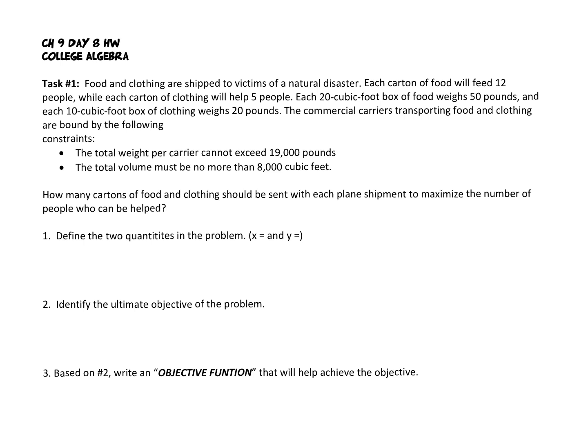Food and clothing are shipped to victims of a natural disaster. Each carton of food will feed 12 people, while each carton of clothing will help 5 people. Each 20 cubic foot box of food weighs 50 pounds, and each 10 cubic foot box of clothing weighs 20 pounds. The commercial carriers transporting food and clothing are bound by the following constraints. The total weight per carrier cannot exceed 19,000 pounds. The total volume must be no more than 8,000 cubic feet. How many cartons of food and clothing should be sent with each plane shipment to maximize the number of people who can be helped?